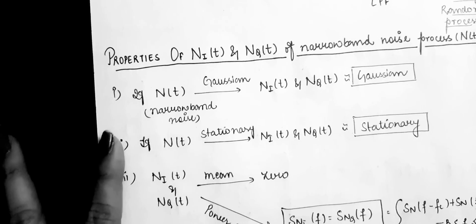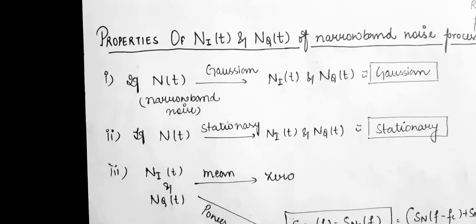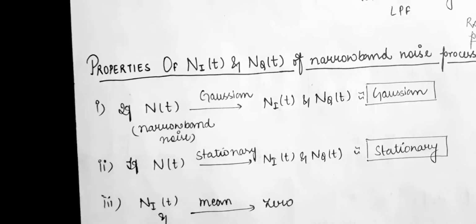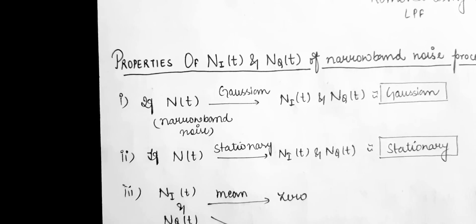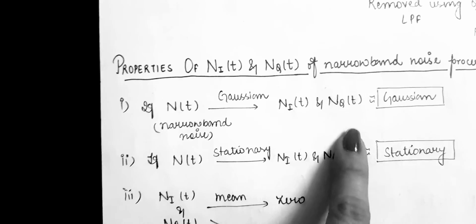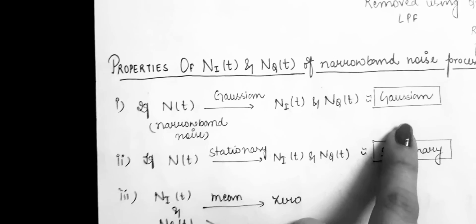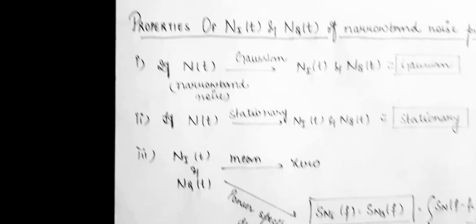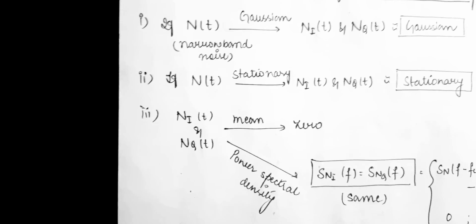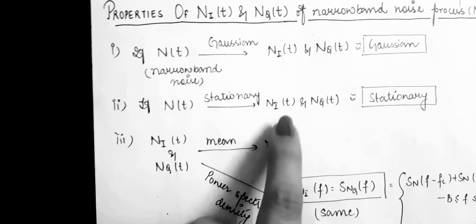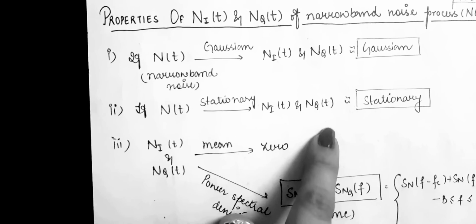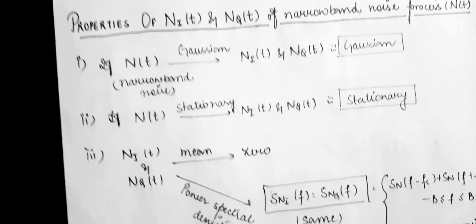Now coming on to the properties of the narrowband noise process, that is n(t). First property: if n(t), the narrowband noise, is Gaussian in nature, then its frequency components, the in-phase and quadrature components, will be Gaussian in nature. Second property: if n(t) is stationary, then both the in-phase component and quadrature component will be strictly stationary.